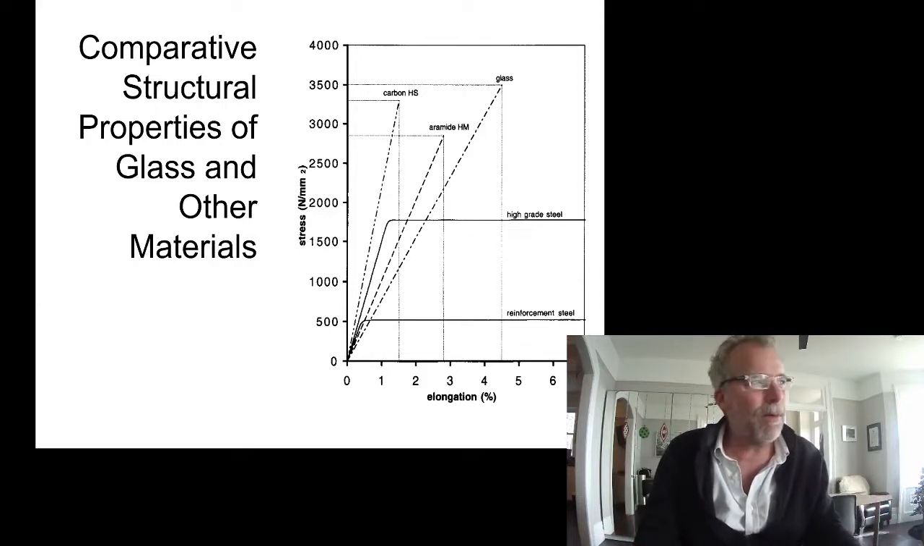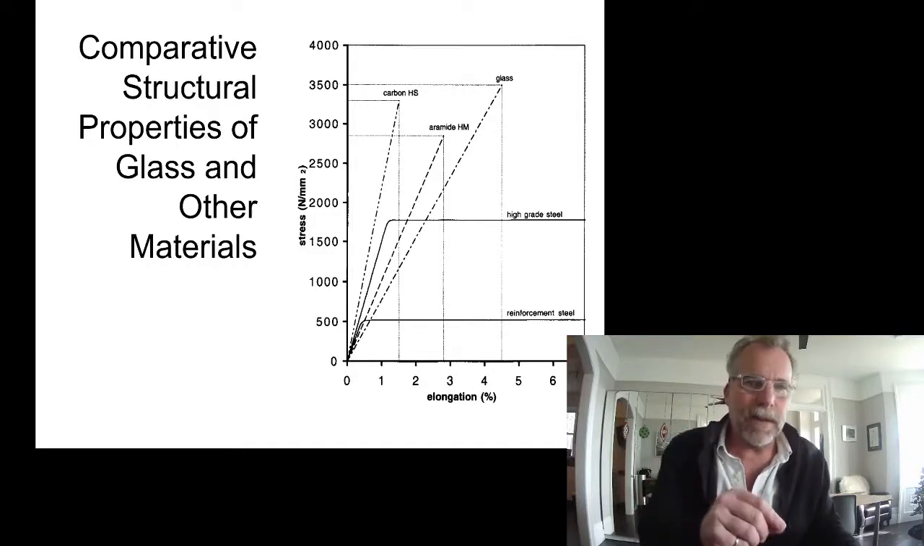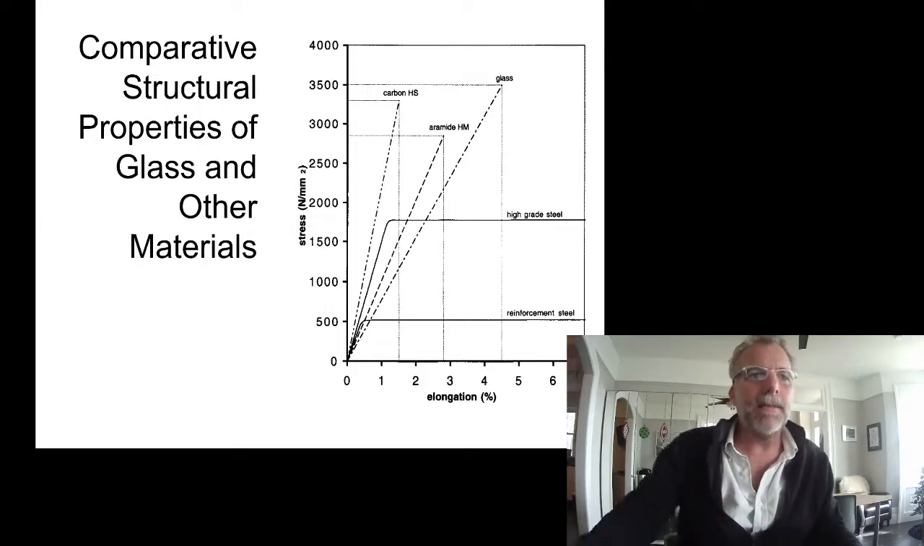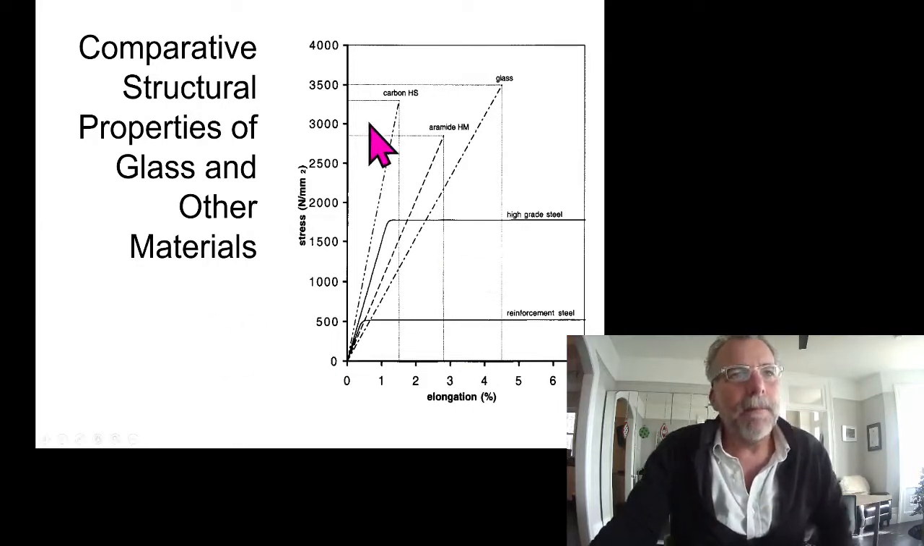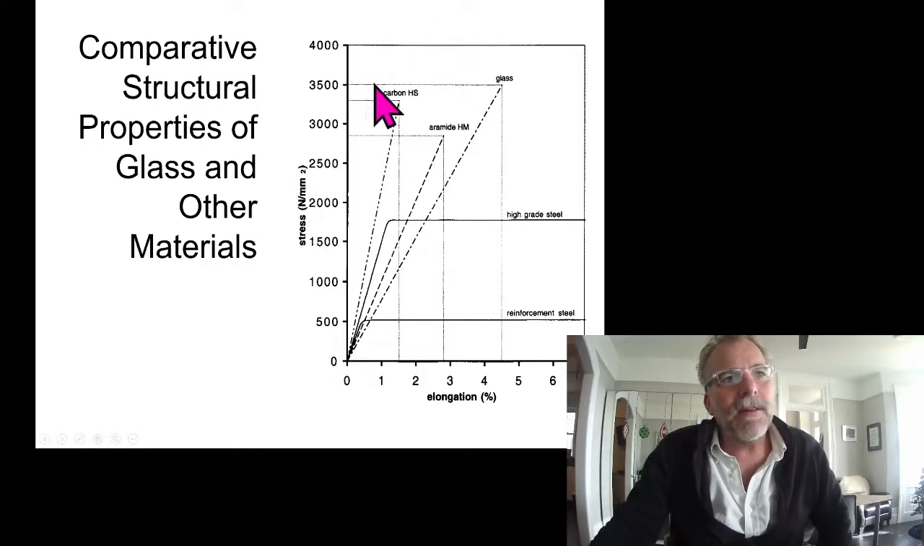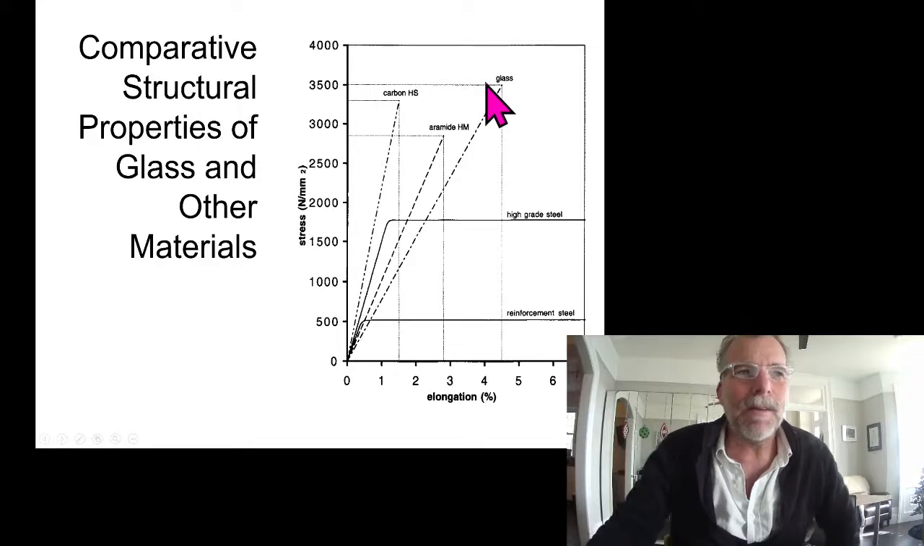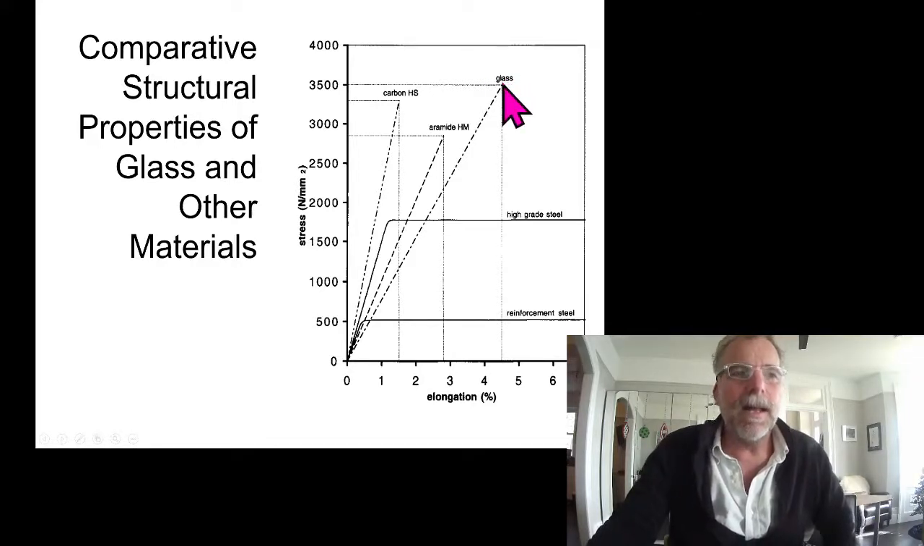Glass is sort of similar. We think of glass as a fragile material, or as a weak material, because it's fragile. So let me explain what that means. This is the stress-strain curve for glass. Tensile strength of glass, 3,500 newtons per millimeter squared. 3,500 MPa, 10 times as strong as conventional structural steel.